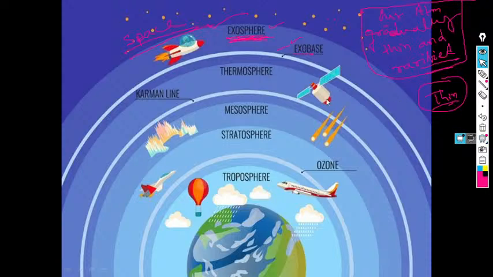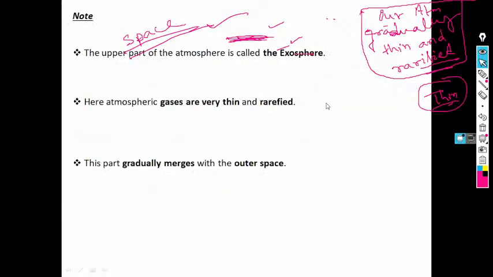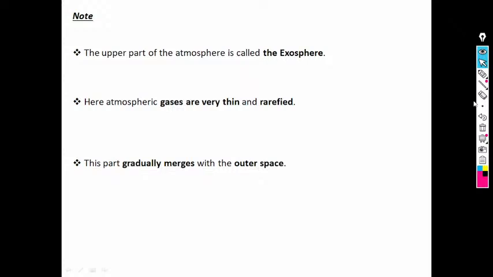Just you can see here. See here, the atmosphere is very thin and rarefied, and gradually this part merges with the outer space. It gradually merges with your outer space. Right.